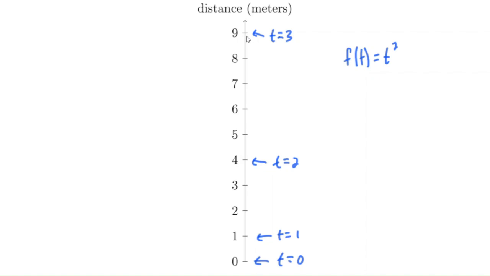But what if we want to find the instantaneous velocity? How fast the car is going exactly at, say, t equals 3 seconds? How could we do that?